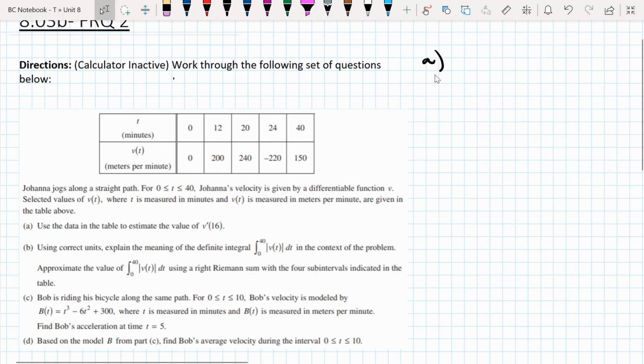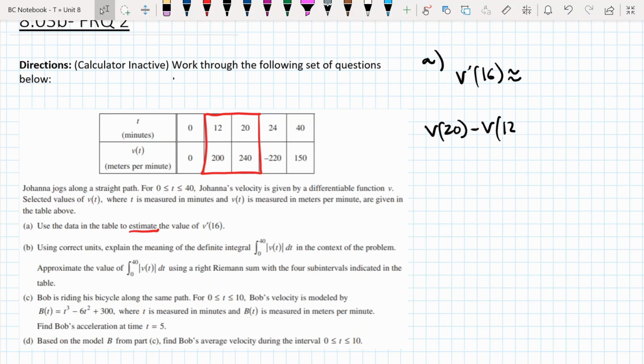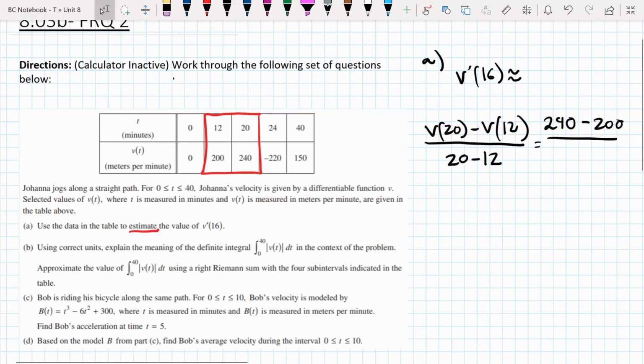Well, similar to our last question, the keyword here is estimate. The derivative is going to be estimated by taking the average rate of change between 12 and 20. So what that means is v prime of 16 is approximately equal to v of 20 minus v of 12 over 20 minus 12. And let's figure out what this is. So we end up with 240, that's the y value when t equals 20, and then 200 is the y value when t equals 12, over 8.